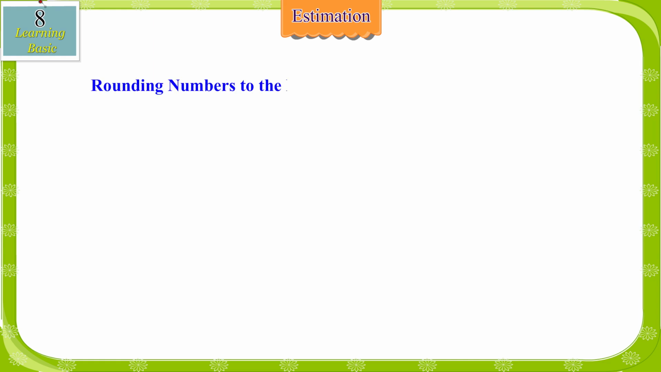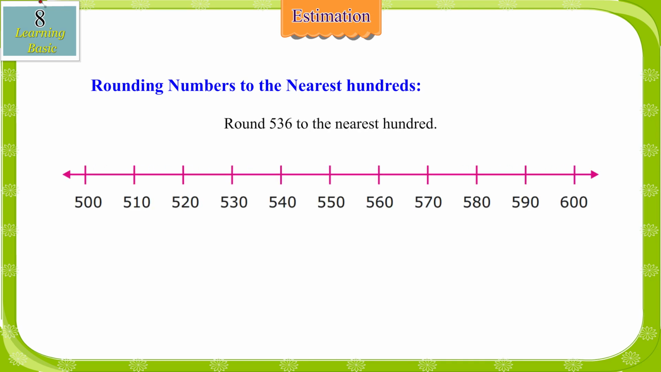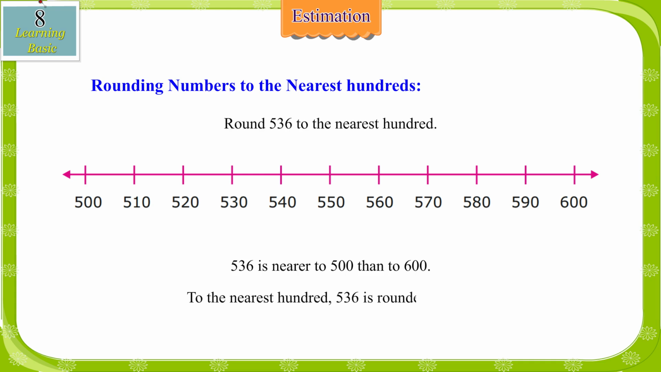Rounding numbers to the nearest hundreds. Round 536 to the nearest hundred. 536 is nearer to 500 than to 600. To the nearest hundred, 536 is rounded to 500.